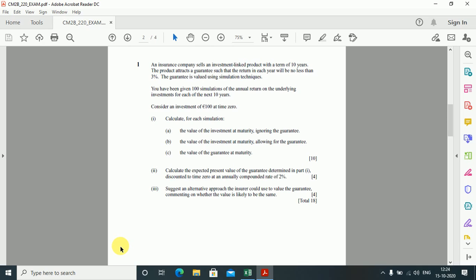Okay. So starting with the first question: an insurance company sells an investment linked product with a term of 10 years. The product attracts a guarantee such that the return in each year will be no less than 3%. The guarantee is valued using simulation techniques. You have been given 100 simulations of annual returns on the underlying investments for each of the next 10 years. So consider an investment of 100 at time 0. Calculate for each simulation the value of investment at maturity, ignoring the guarantee.